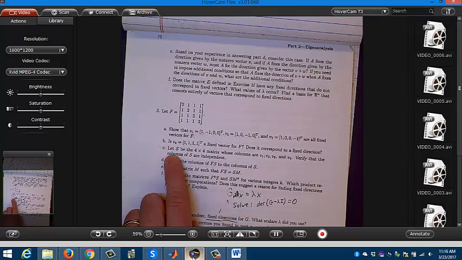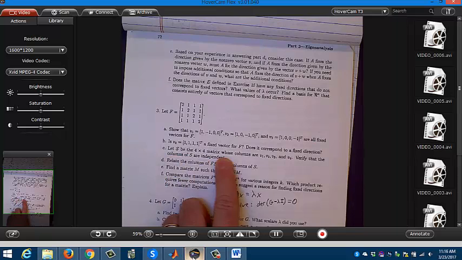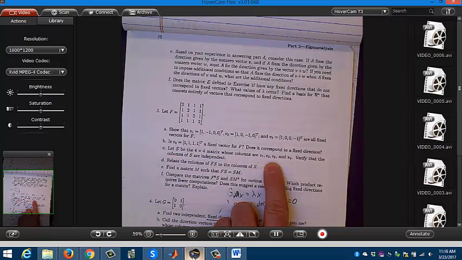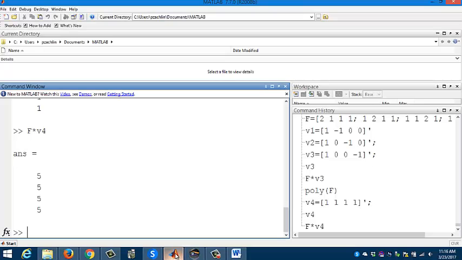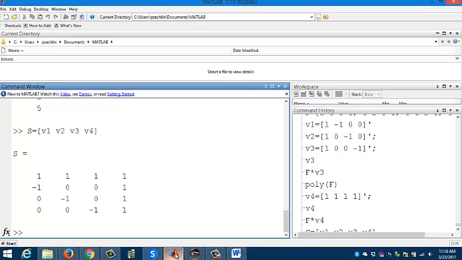Okay, part C. Let S be the 4x4 matrix whose columns are V1, V2, V3, and V4. Verify that the columns of S are independent. Let's do that. How do we do it? Well, in MATLAB, I would say S is going to be the matrix where you take V1 and put it next to V2 and put it next to V3. These are all column matrices, so this should work. There it is. That's S. How do we verify that the columns are linearly independent?